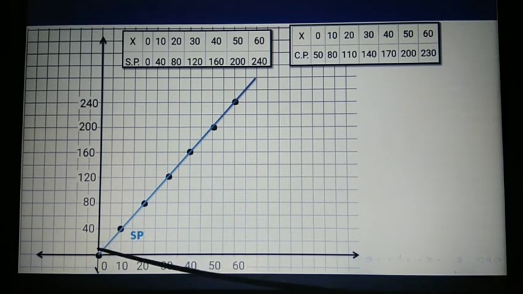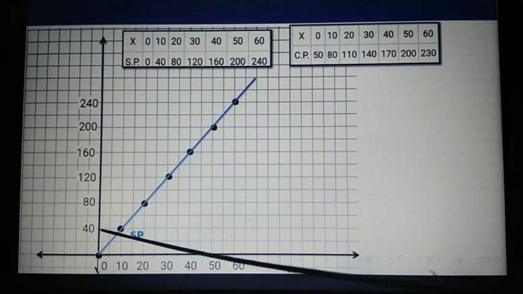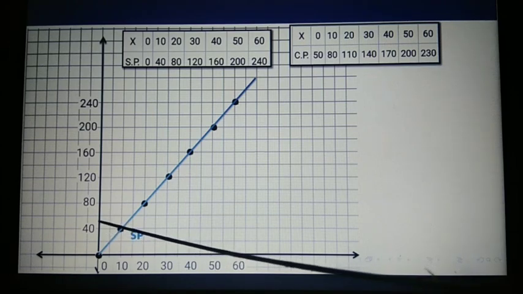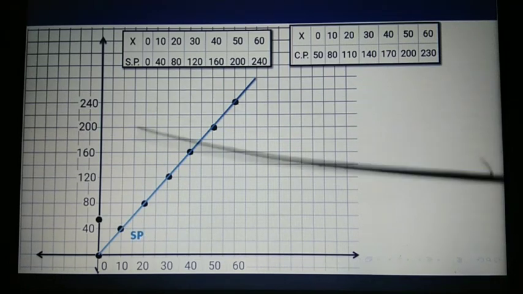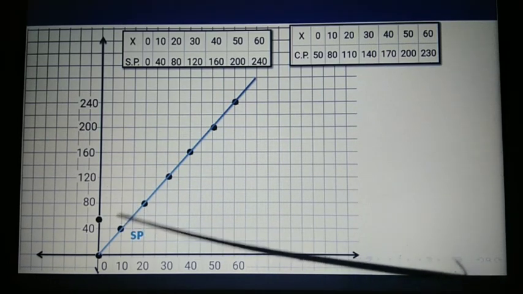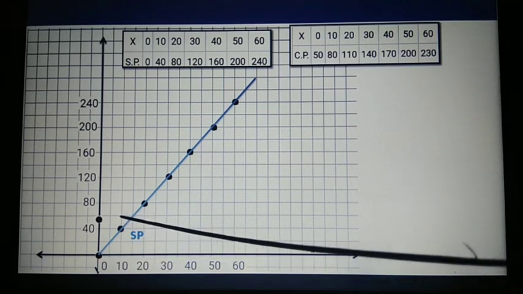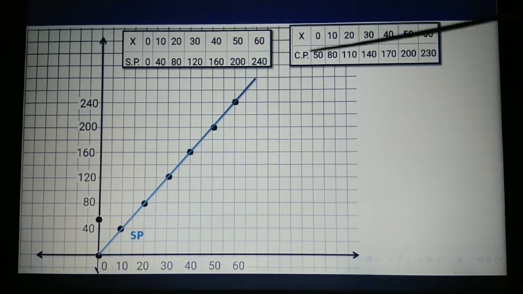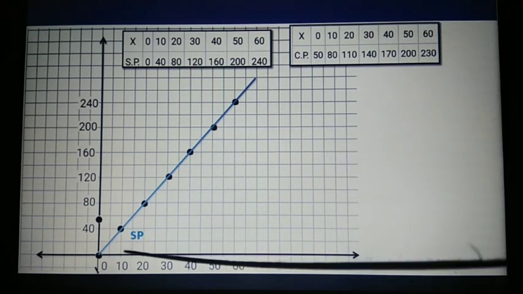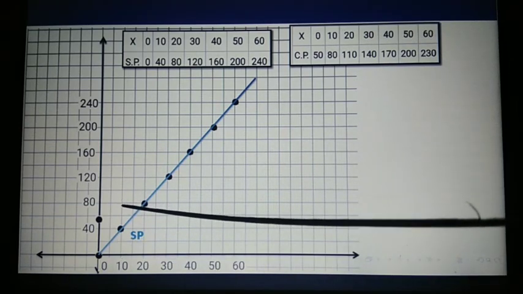Now, if one box is representing 20, then half of the box is representing 10, right? So that's why if this is my 40, then this will be my 50. So 0, 50 will be somewhere over here. Okay, similarly, let's go to the other one. So whenever x is 10, my cost price has to be 80.